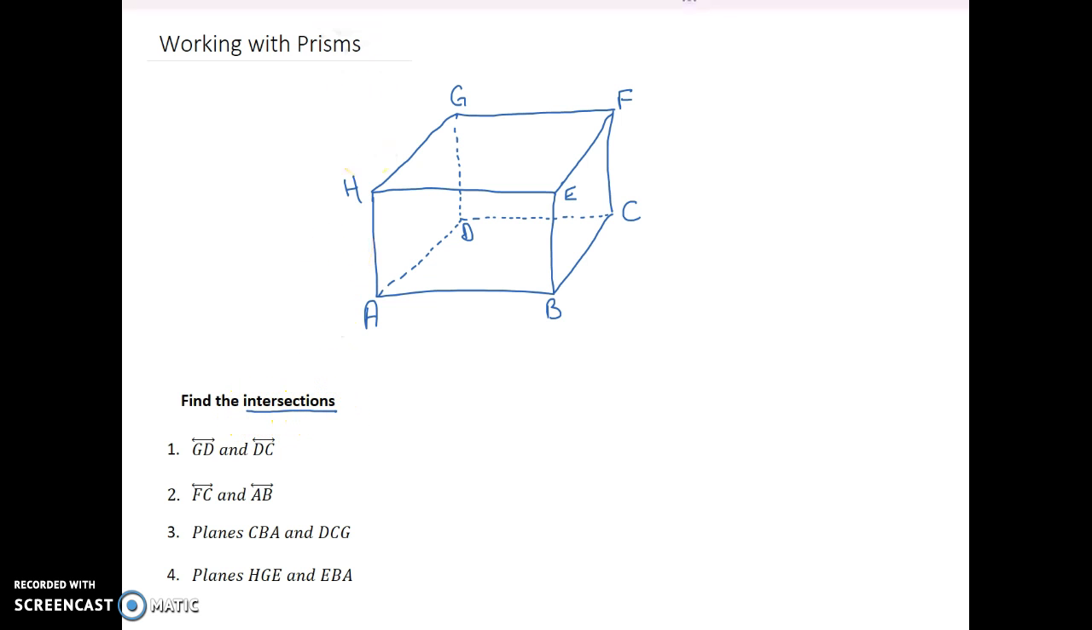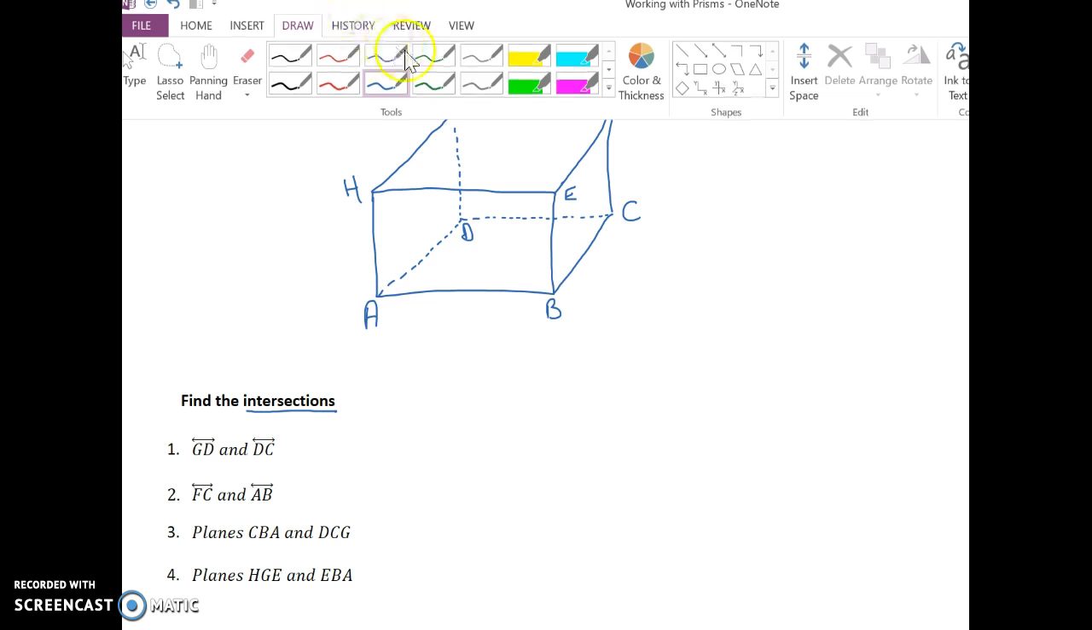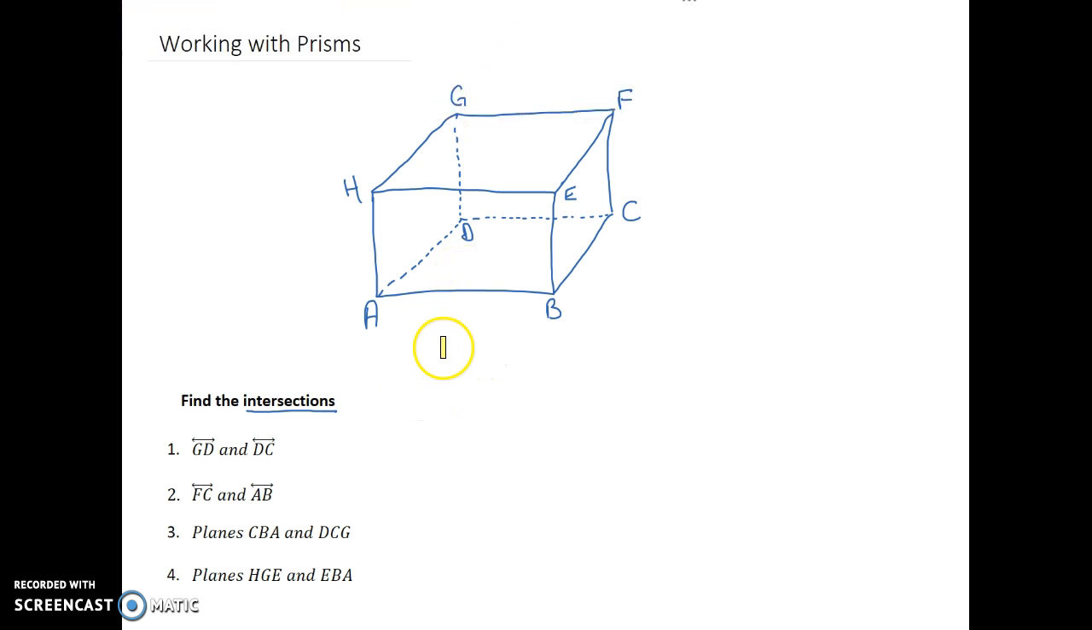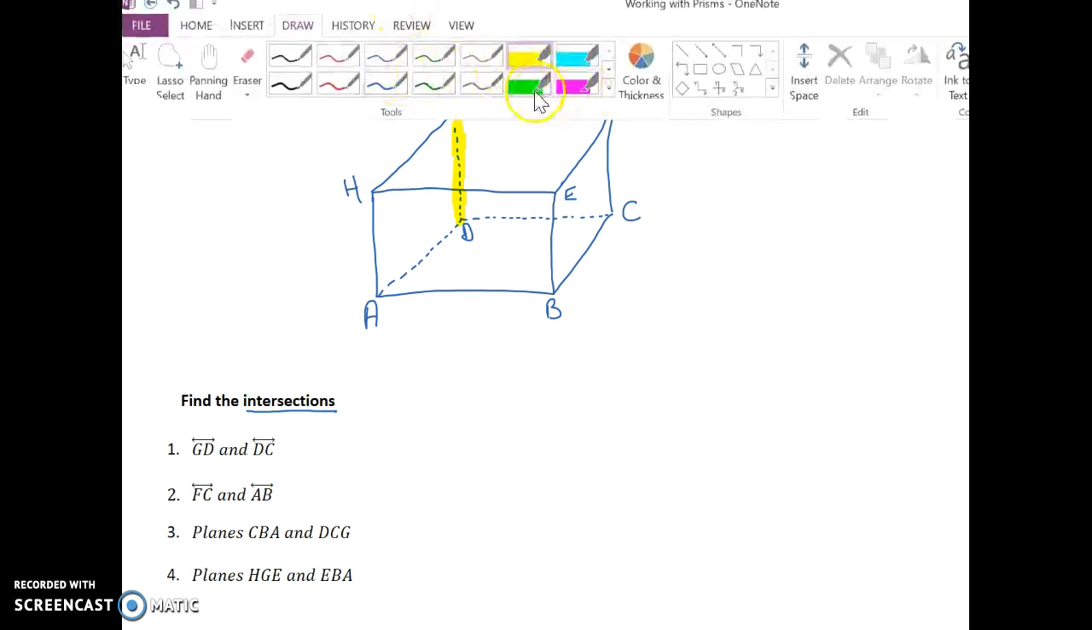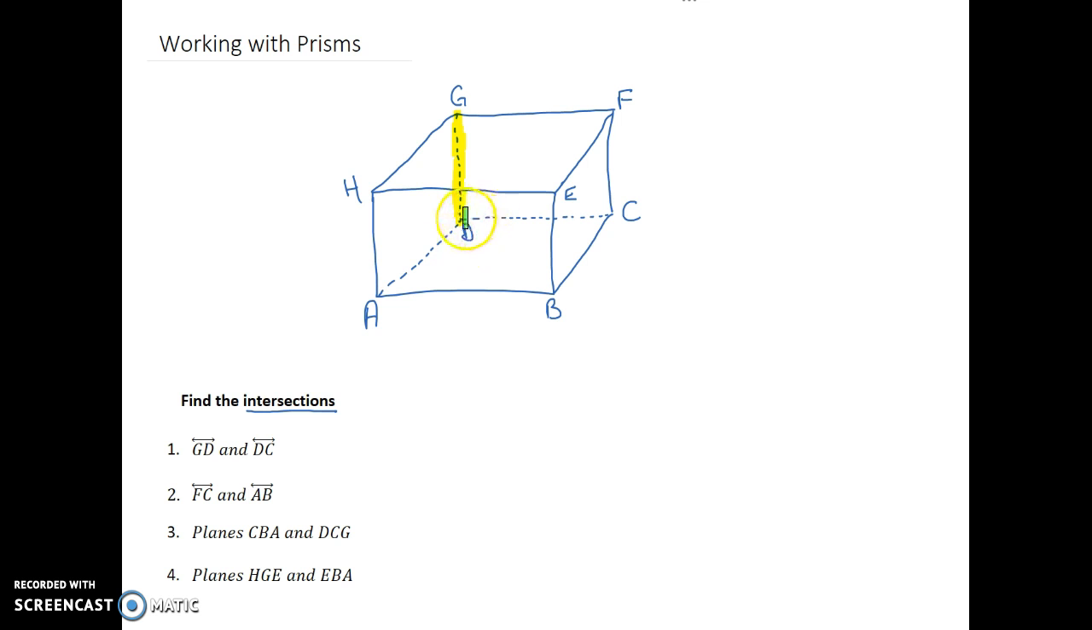And so to find the intersections, I'm going to use a different color highlighter so that we can see it, and then I'll get rid of the highlighted sections. So the first one is G to D. So that's this line right here. And then the second one is D to C, right here. And if you notice, those two highlighted sections both meet up at D. Another thing you can see is that they both have a D. So the intersection of those two lines is point D.